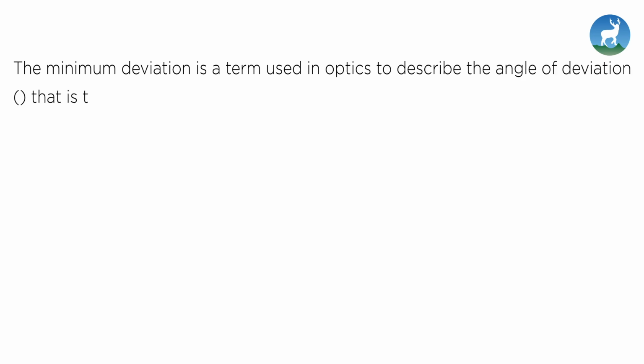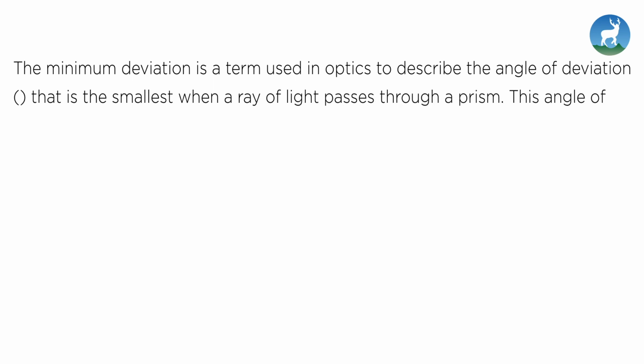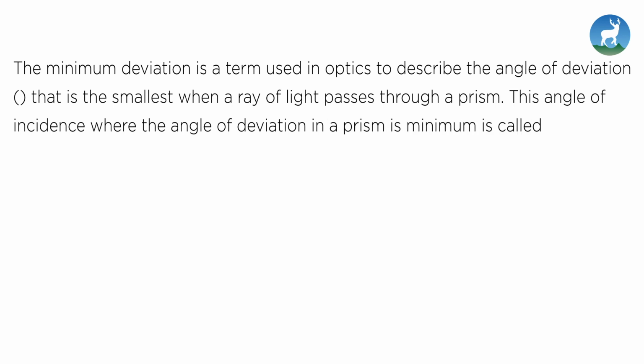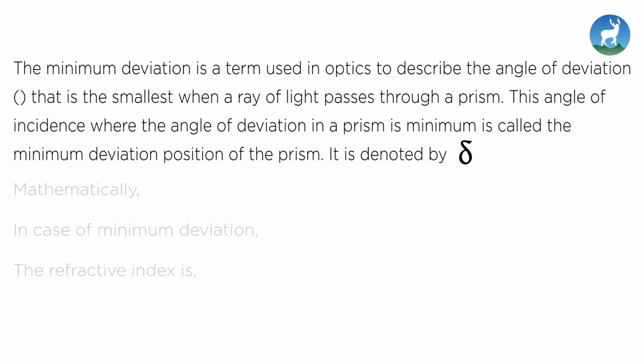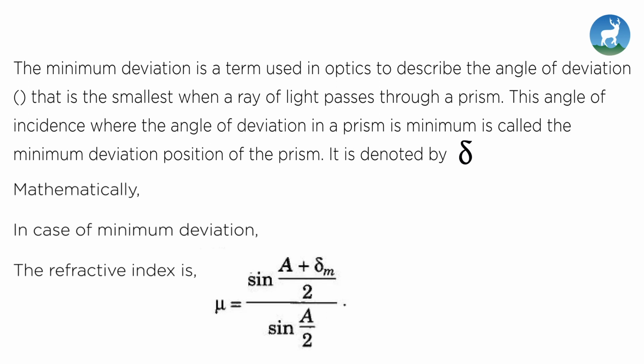Minimum deviation is the term used in optics to describe the angle of deviation that is the smallest when a ray of light passes through a prism. This angle of incidence, where the angle of deviation in a prism is minimum, is called the minimum deviation position of the prism. It is denoted by delta m. Mathematically, the case of minimum deviation occurs when i equals e. The refractive index mu equals sin of (A plus delta m) by 2, divided by sin A by 2.